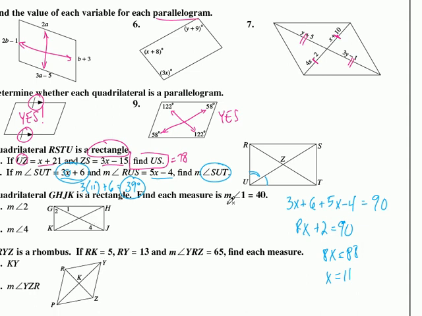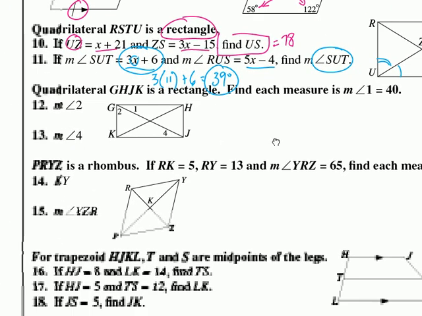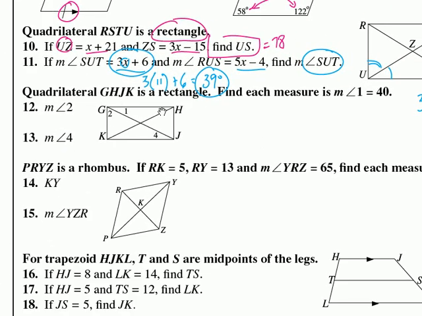This is a rectangle as well. Let's make this a little bit bigger so we can see it. Here we go. It says this quadrilateral is a rectangle. Find the measure if angle 1 is 40 degrees. So this angle right there is 40 degrees, and we need to find angle 2.